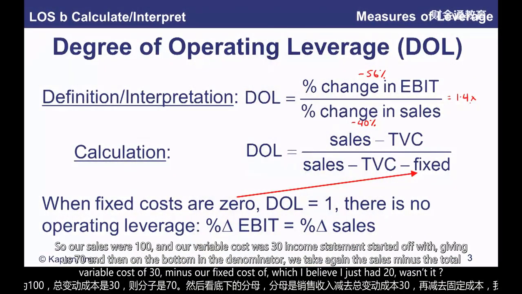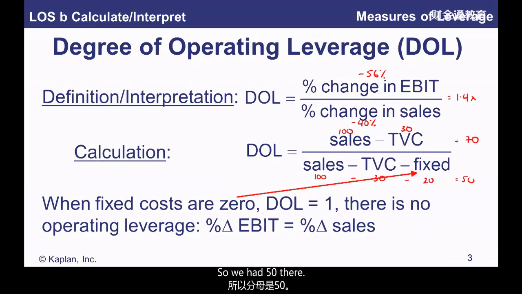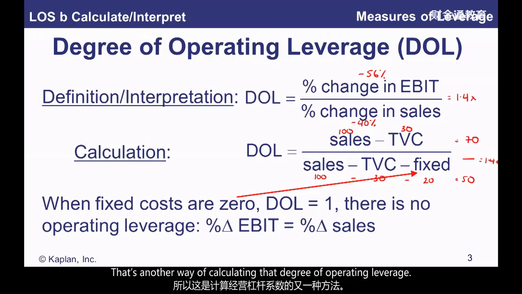So our sales were 100 and our variable costs were 30 in the income statement that I started off with, giving us 70. And then on the bottom, in the denominator, we take again the sales minus the total variable cost of 30 minus our fixed cost, which I believe I had as 20, wasn't it? And so we had 50 there. So if you do 70 over 50, then again, you get the 1.4 times. So that's another way of calculating that degree of operating leverage.